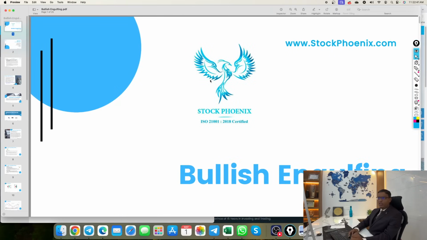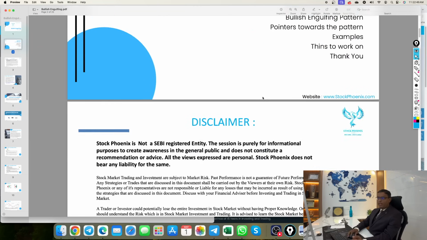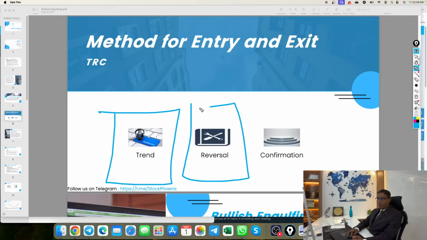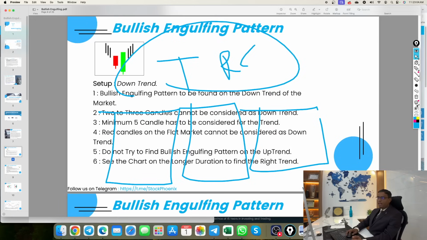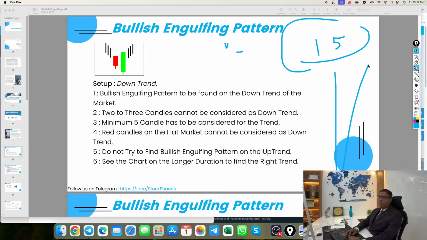You should have clear knowledge of proper candlestick reversal patterns, something like what we taught you, where every entry and exit has to be based on candlestick patterns and the trend reversal confirmation method, which we call TRC. To make it clearer, trend means it has to be a proper downtrend, not just 1 or 2 candles. A minimum of 10 to 15 candles of downtrend is mandatory before considering a stock to be in a downtrend or an uptrend.